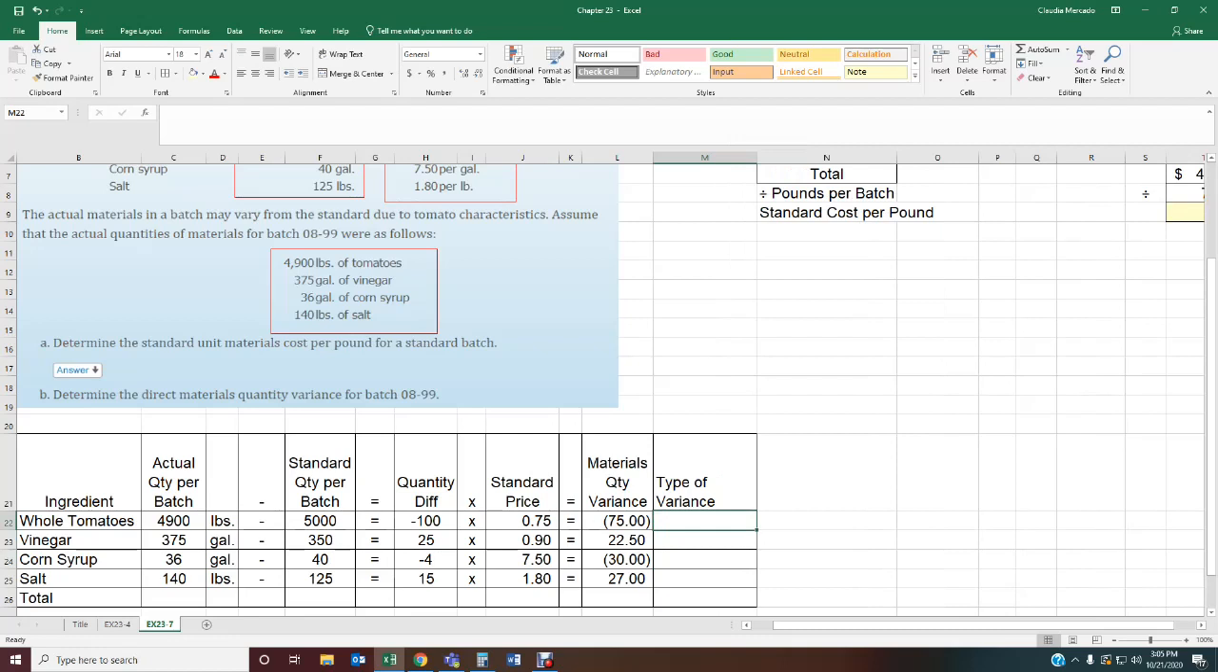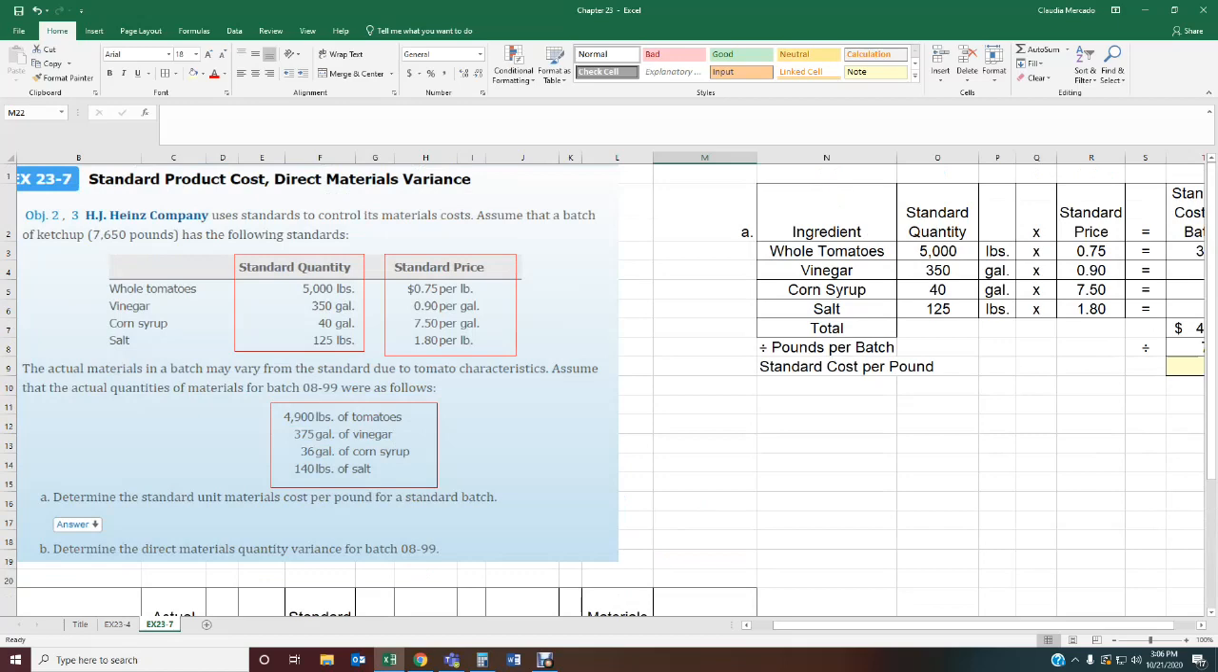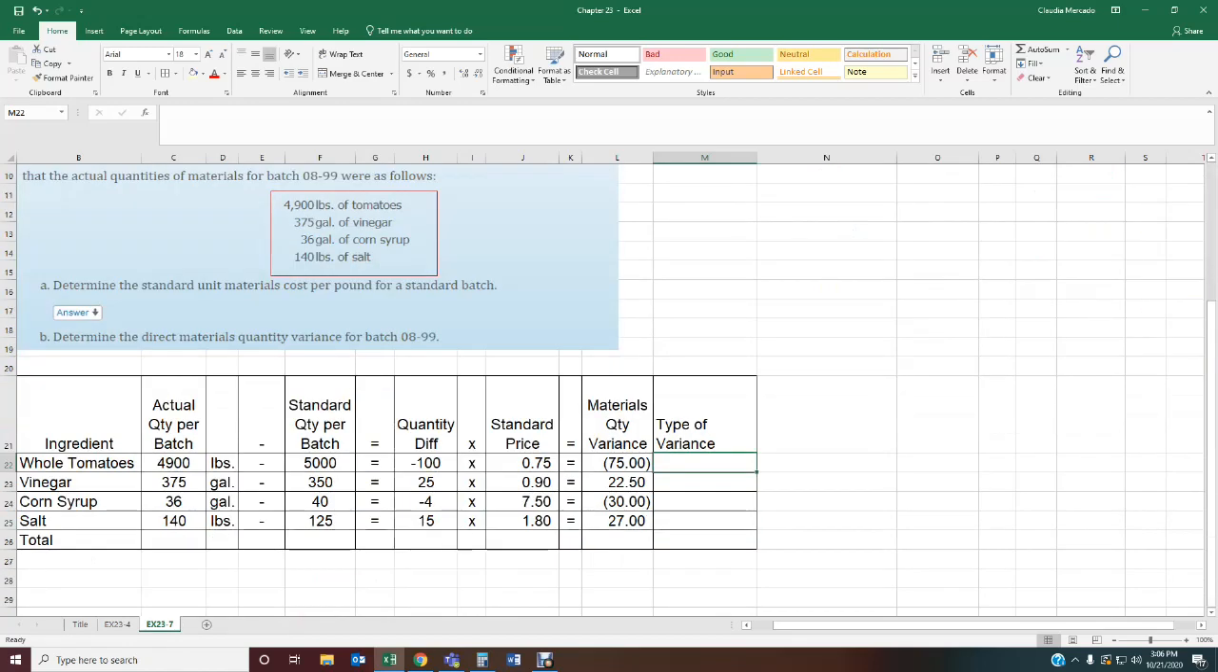We have a negative number in materials quantity variance. Why do we have a negative number? Well, because we spend less in materials than what we had anticipated. So a negative number means that we saved in materials. We used up less tomato than what we had anticipated. So we are saving in tomatoes. You're producing the same quantity of ketchup with less tomatoes.